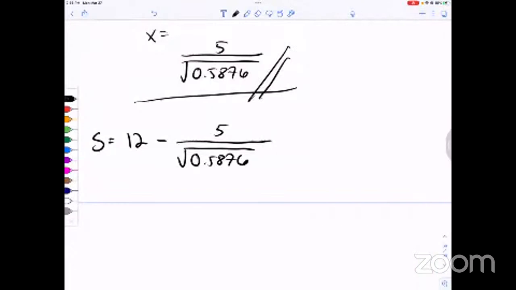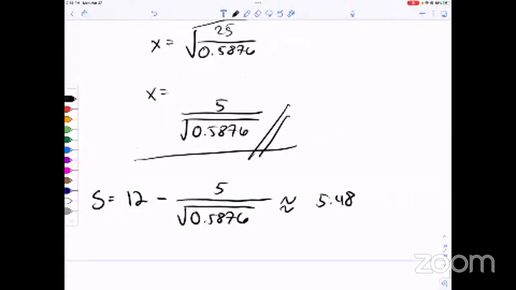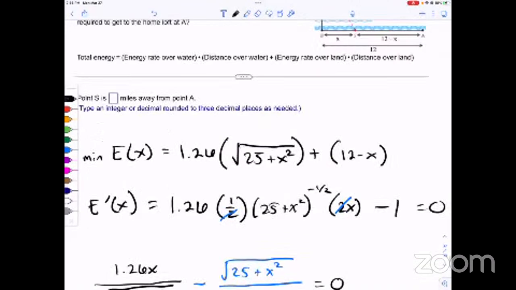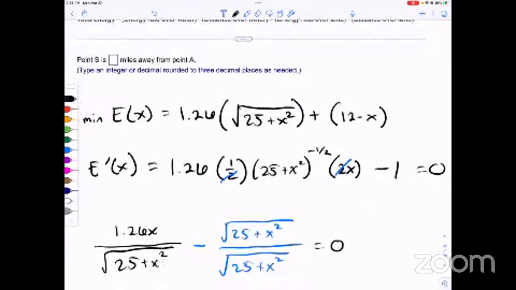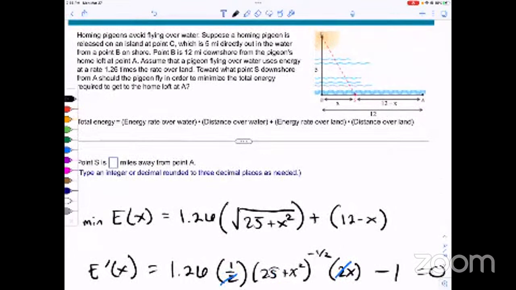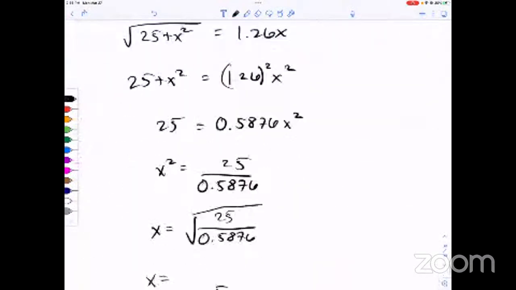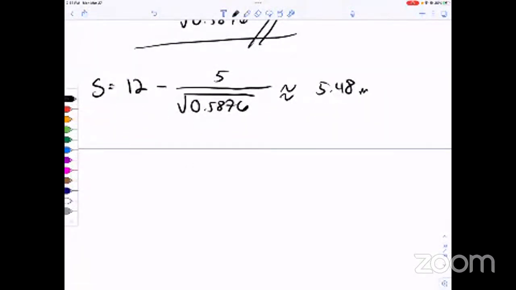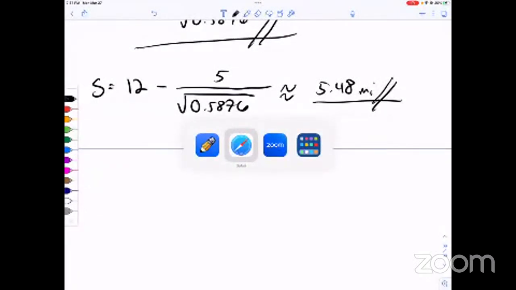Is that miles? So let me see. Towards what point S downshore from A should the pigeon fly in order to minimize the total energy required to get to the home loft at A? So we got 5.48 miles. So hopefully, we still cross the fingers. All right. Sometimes we get this stuff wrong.